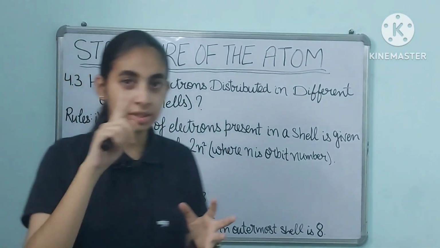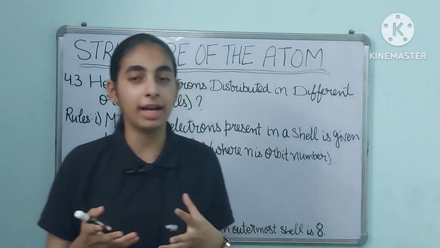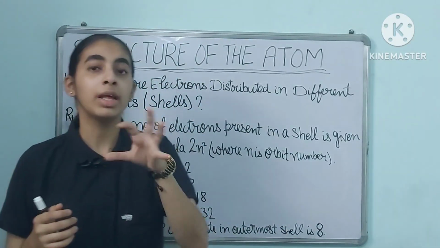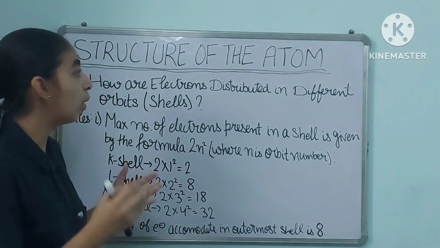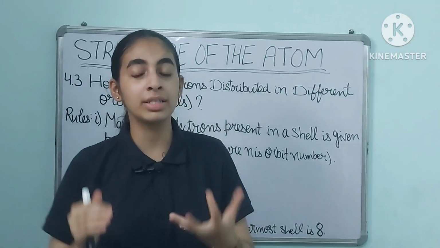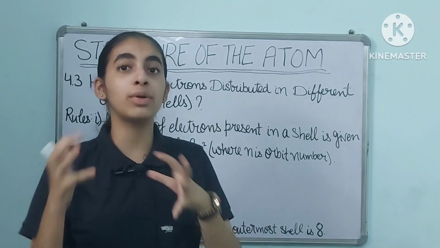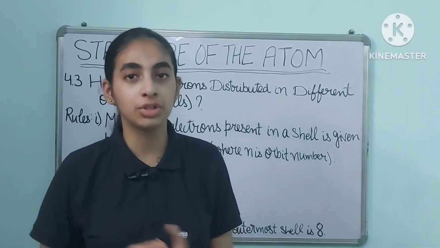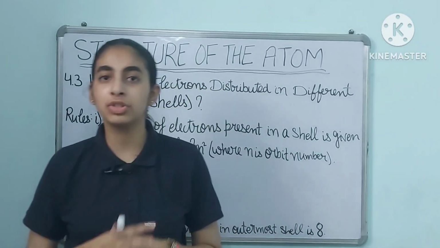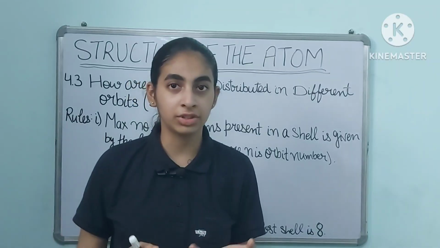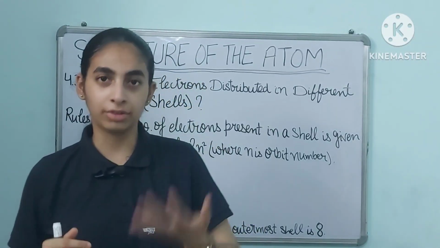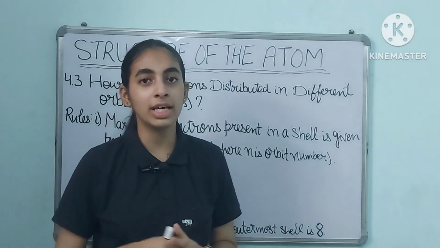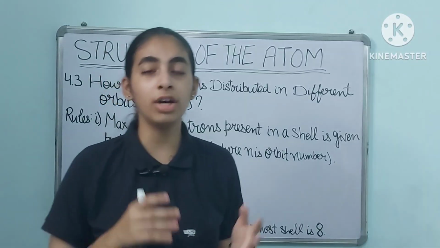Orbits are circular paths, and we have studied that electrons revolve around the nucleus. So we have to say how electrons are distributed in different orbits. How many electrons can we put in the first orbit and the second orbit? We will study the electron distribution, which is also known as electronic configuration. In short, we say EC, meaning electronic configuration, or electron distribution in different orbits or shells.